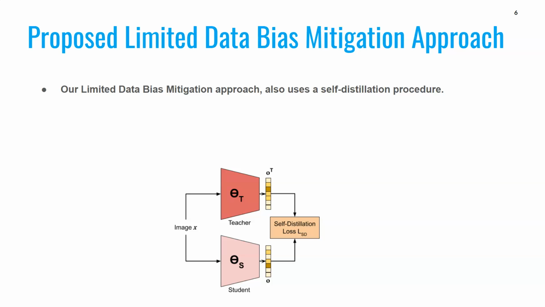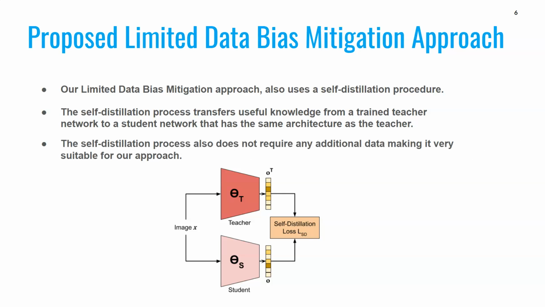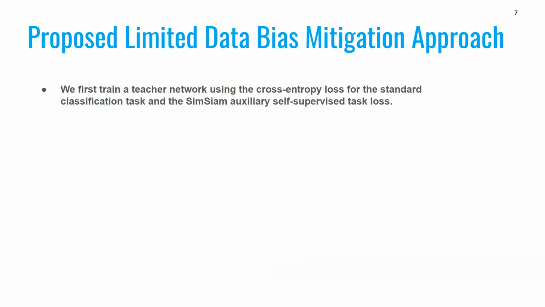Our limited data bias mitigation approach also uses a self-distillation procedure, which involves transferring useful knowledge from a trained teacher network to a student network that has the same architecture as the teacher. The self-distillation process also does not require any additional data, making it very much suitable for our approach.